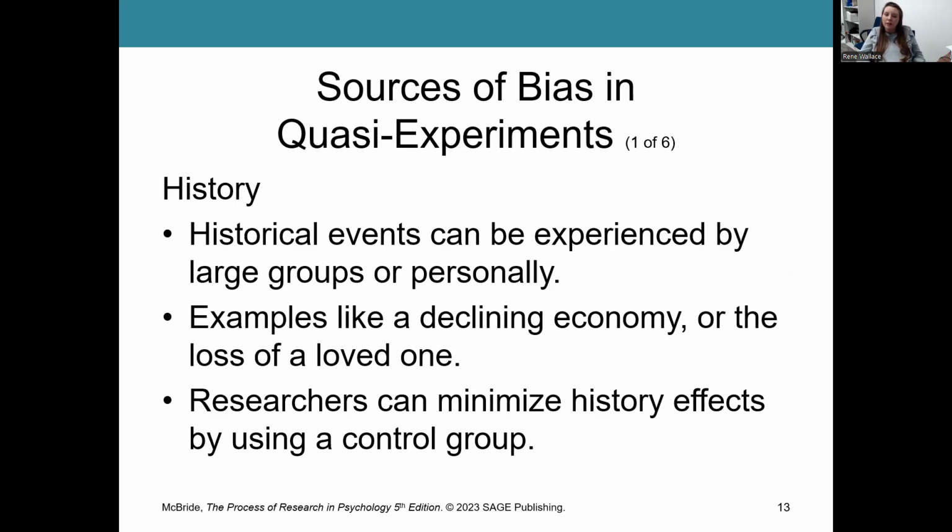So historical events can be experienced by large groups or personally, right? You could be talking to one person about their experience on September 11th, or we can be talking about all of Americans, right? Declining economy, loss of a loved one, right? We can talk about it in groups, how generally when people lose a loved one, or you can talk to an individual on their loss of their loved one. So we could minimize these history effects if we had a control group.